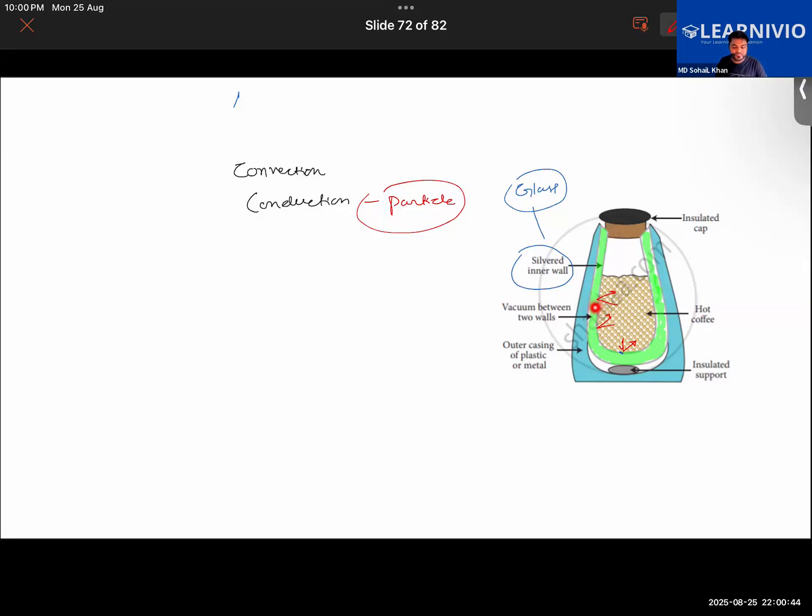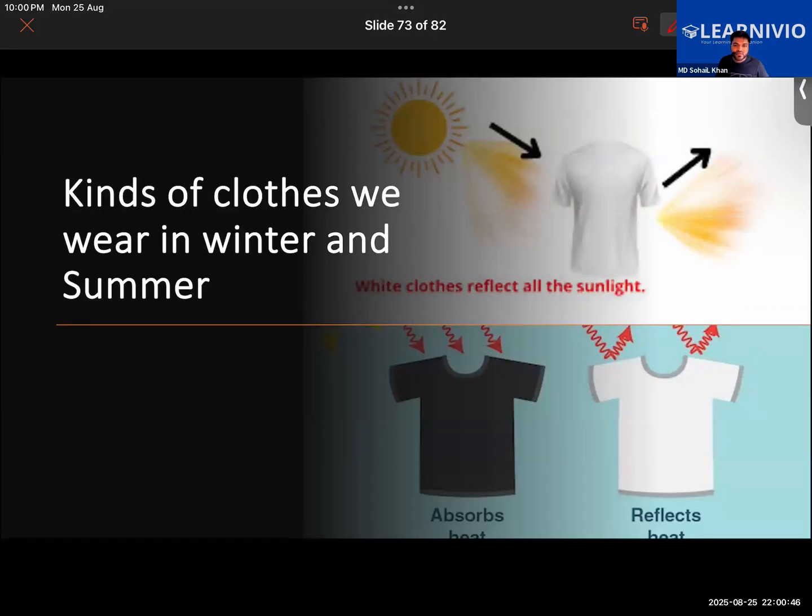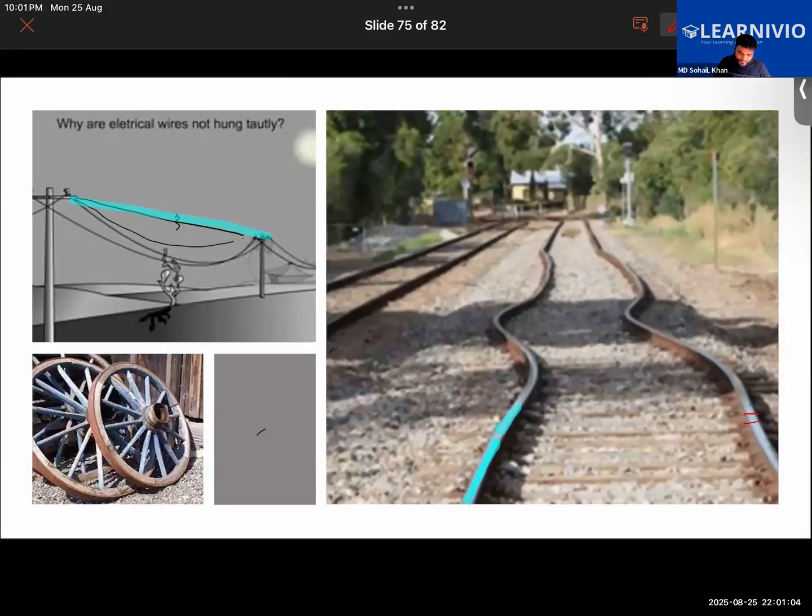Then we have the concept of thermal expansion also, and there are various applications of thermal expansion. The atoms vibrate so much that they move away from each other, thus making the material longer, especially for metals, because they are more reactive to heat.